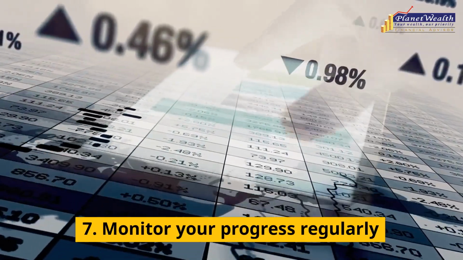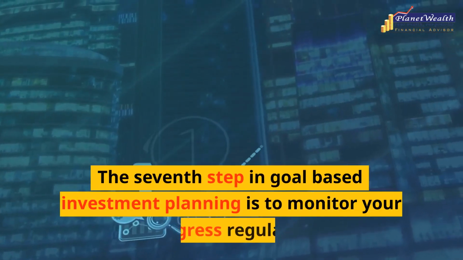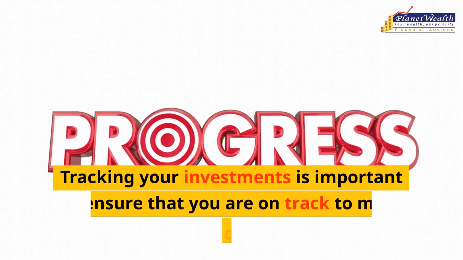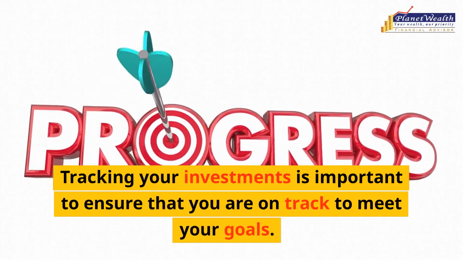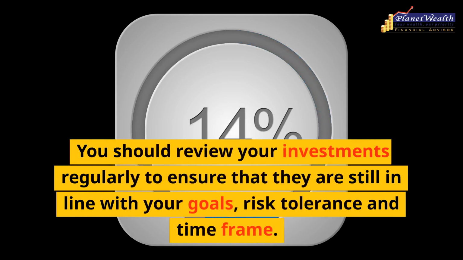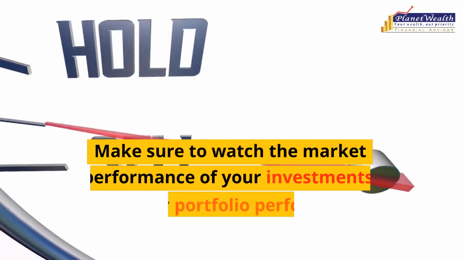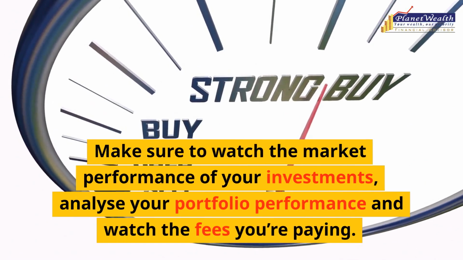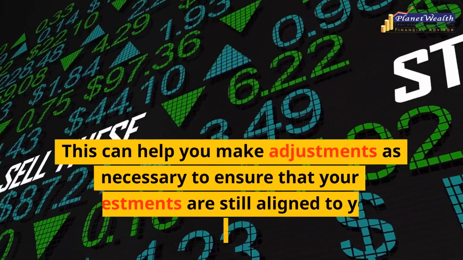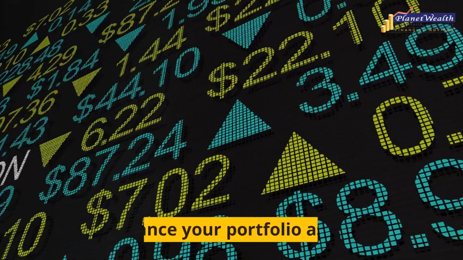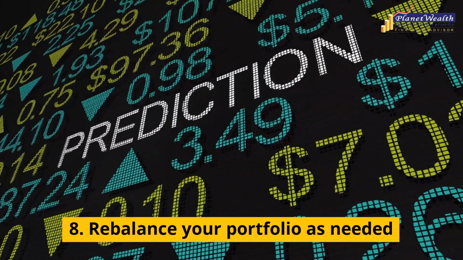7. Monitor your progress regularly. The seventh step in goal-based investment planning is to monitor your progress regularly. Tracking your investments is important to ensure that you are on track to meet your goals. You should review your investments regularly to ensure that they are still in line with your goals, risk tolerance and time frame. Make sure to watch the market performance of your investments, analyze your portfolio performance and watch the fees you're paying. This can help you make adjustments as necessary to ensure that your investments are still aligned to your goals.